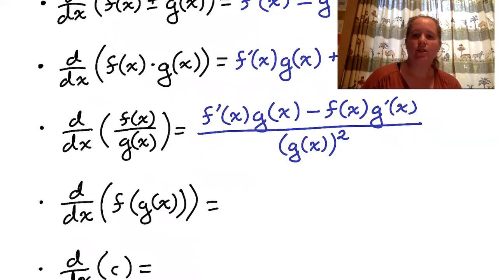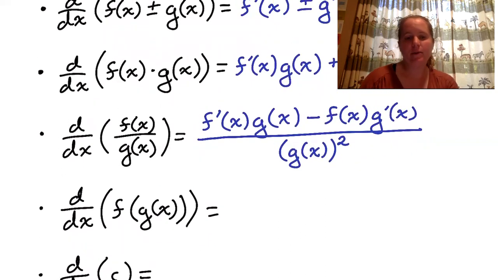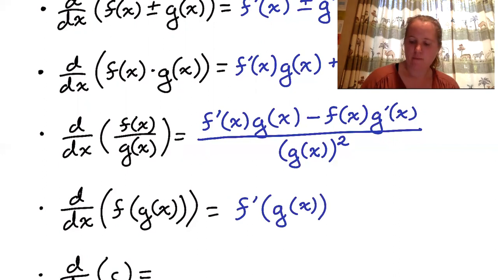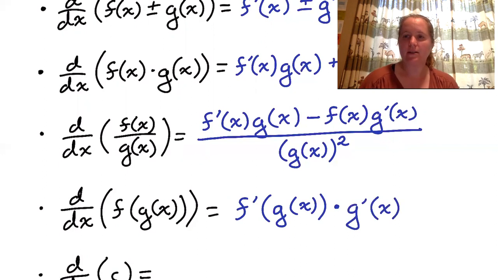Next up, we have our chain rule. If we wish to take the derivative of f of g of x, this was equivalent to taking the derivative of f with respect to that inside function, and then multiplying by the derivative of g with respect to x.